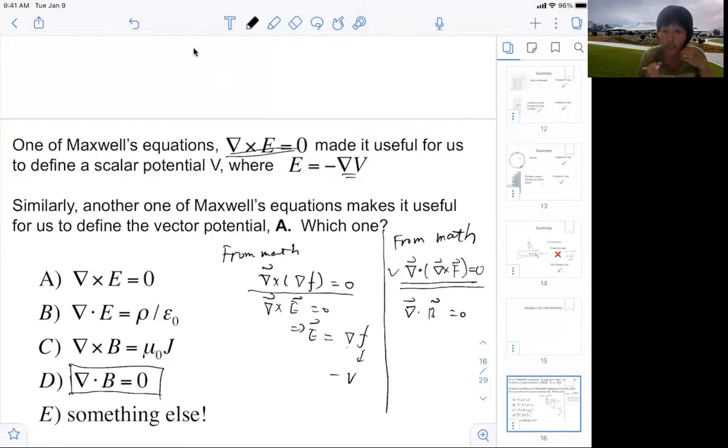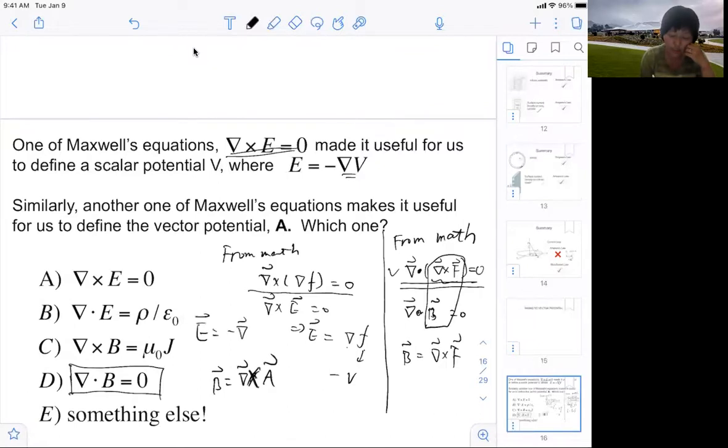We look at those two together, and we realize, oh, it looks like B can always be represented using the curl of some vector, right? Because the divergence of the curl is always 0, purely from math, and the divergence of B is always 0. So you can represent B using a curl of some vector, and that vector is defined to be a vector potential. So B is the curl of the magnetic vector potential A, just like how E is defined to be the gradient of a scalar potential V. So D is correct.